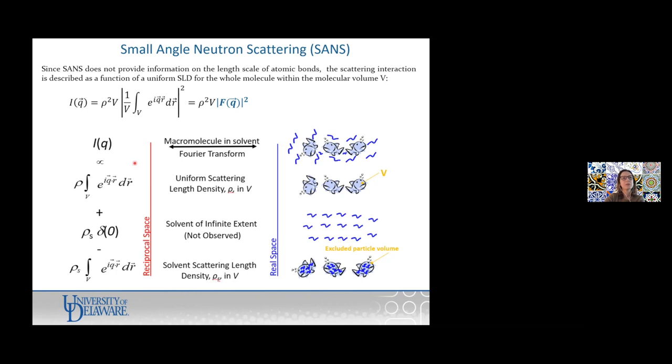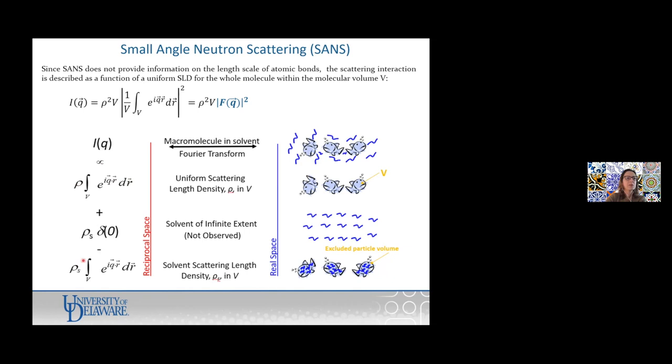So in terms of reciprocal space on the left, what does that correspond to? The intensities that you measure are proportional to the signal that comes from your molecules, and you have your scattering length density there. You're going to integrate that over the volume of the sample. You're going to add the contribution from the solvent. Now the solvent is, for all intents and purposes, of infinite extent compared to your molecule. So it's a delta function everywhere except for Q equals zero. So we don't observe it in practice. So this is basically zero.